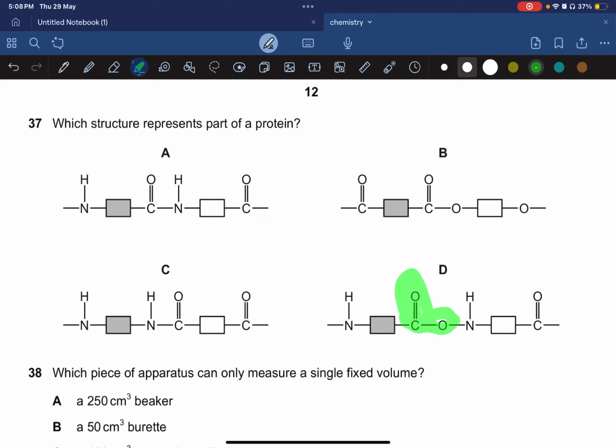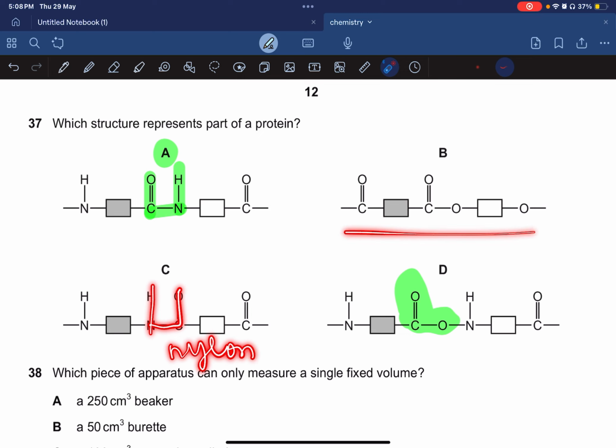This one right here is an ester linkage. In proteins, you need an amide linkage, something like this. This A is a protein. How do I know? Because right over here we also have an amide linkage, but this one is nylon. And this one right here is a polyester.